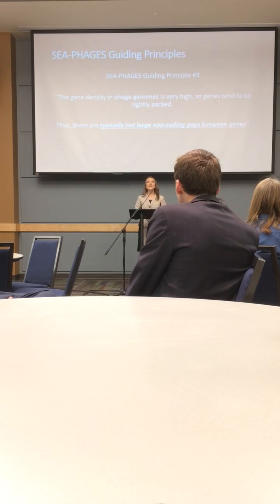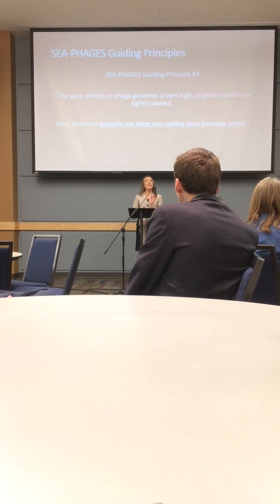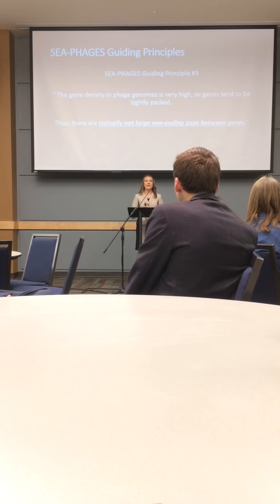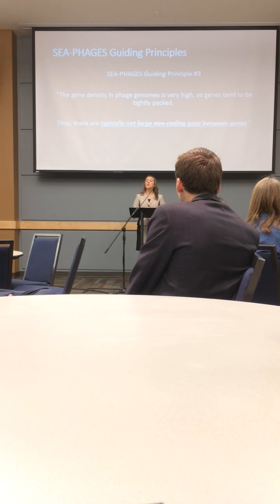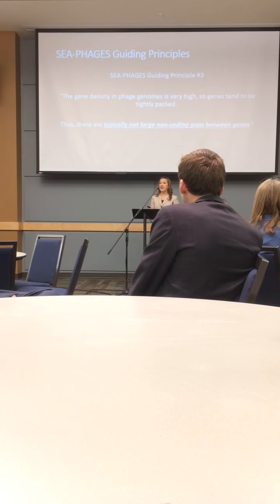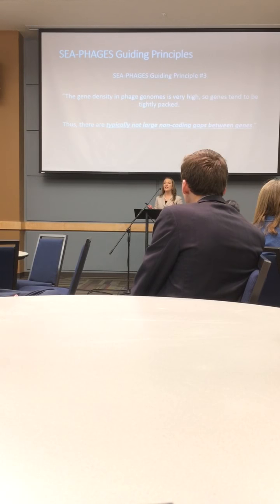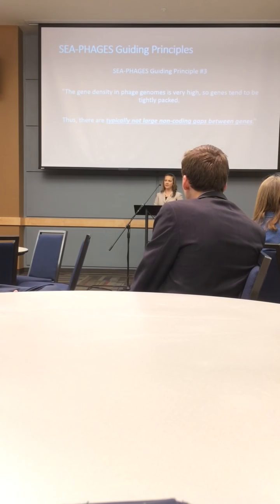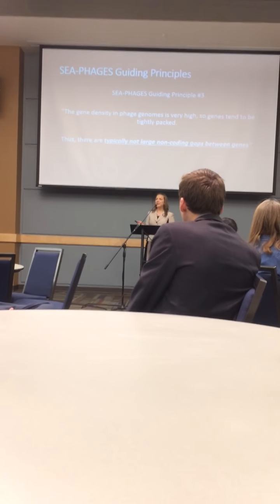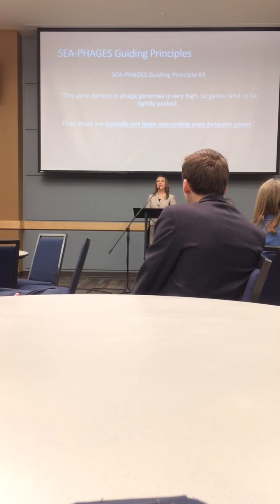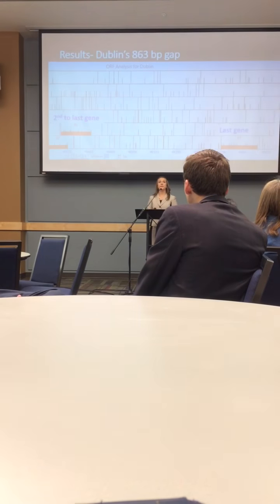The gene density in phage genomes is very high, so genes tend to be tightly packed. Thus, there are typically not large non-coding gaps between genes. Elsewhere in the guiding principles, it also states that we should not expect more than an 80 base pair gap. But as we were going through the annotation of Dublin, we encountered an anomaly.